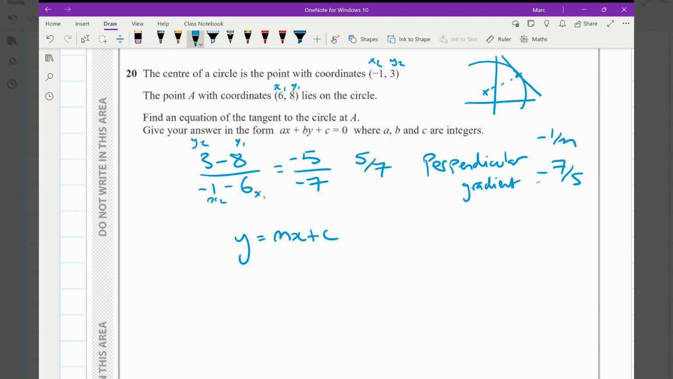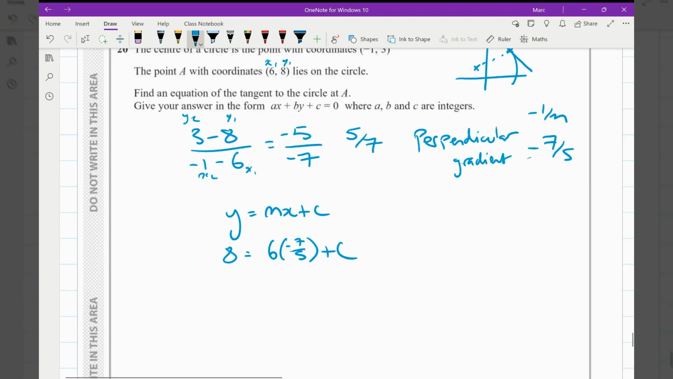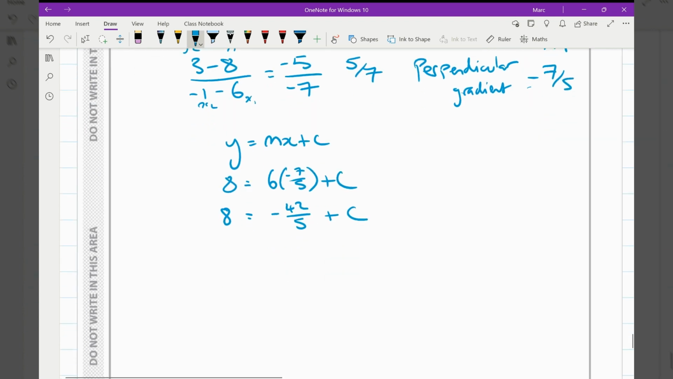My coordinate that's on that point A is 6, 8, which means my y coordinate is 8, and my x coordinate is 6. So 6 is going to multiply the -7 over 5, and this is going to help me work out what c is, where that y-intercept is. So 8 equals 6 times 7 is 42, -42 over 5 plus c. That is 8 equals -8 and 2/5 plus c. So that's 16 and 2/5 is equal to c.